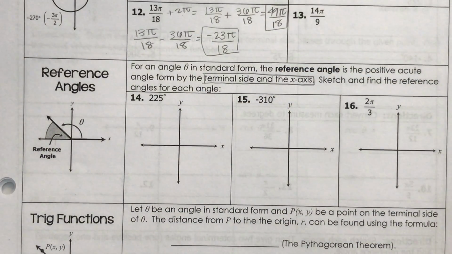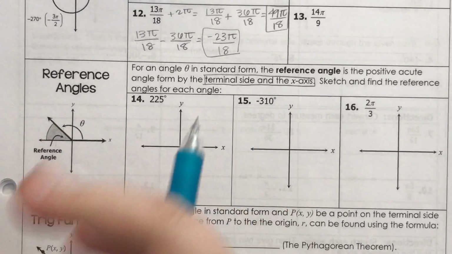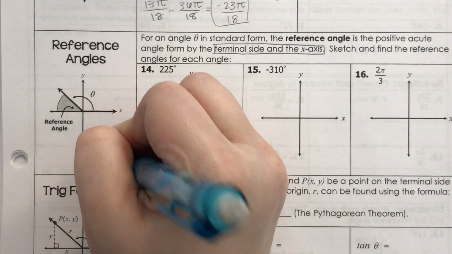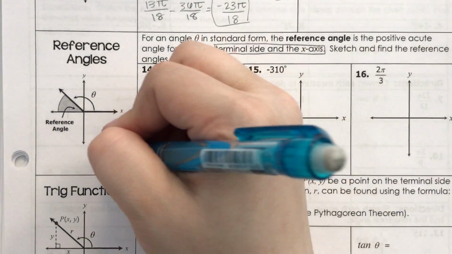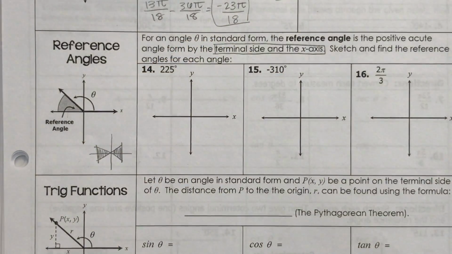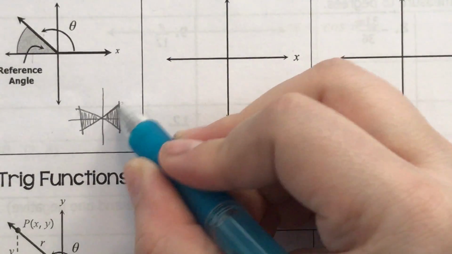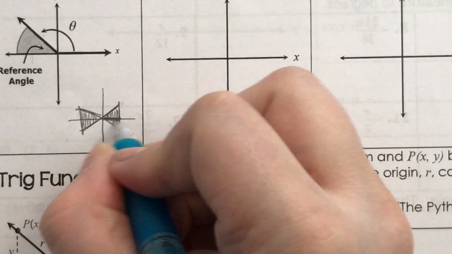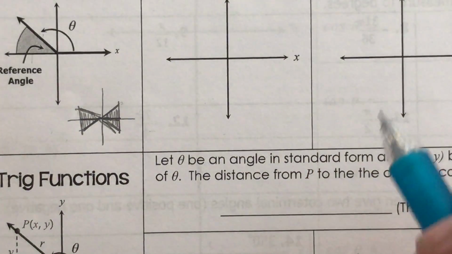Sketch and find the reference angles for each angle. So I want you to think there's a bow tie centered around the x-axis, okay? So we can draw a little picture. There's a bow tie. You can call this the reference angle bow tie. These are all terminal sides here, and we talk about the angles they make with the x-axis. So this angle, this angle, this angle, this angle. It makes kind of a bow tie.